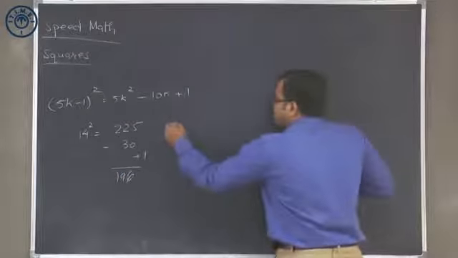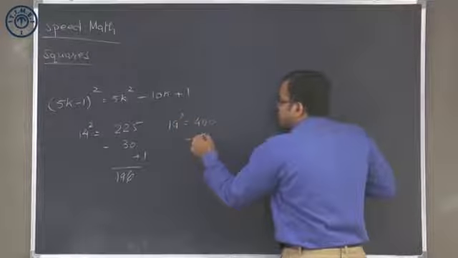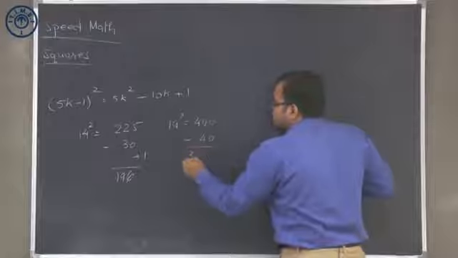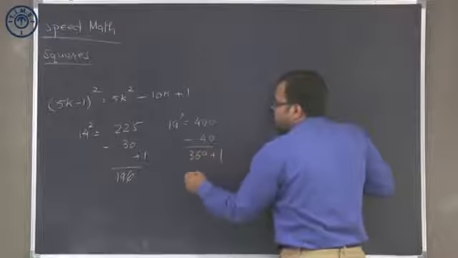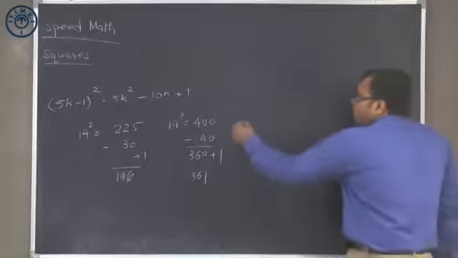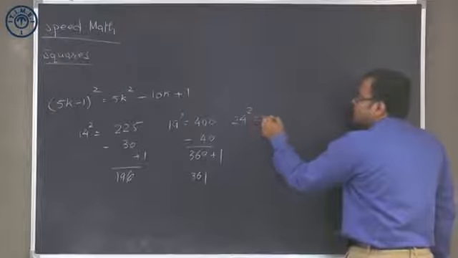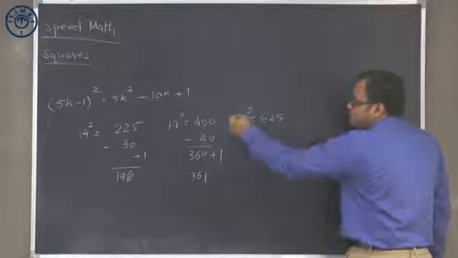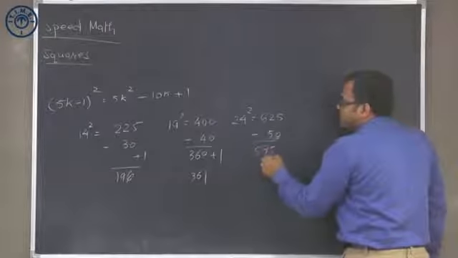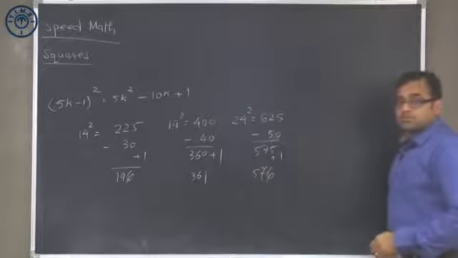Similarly 19 square: 20 square is 400, minus 20 into 2, which is 40, which is equal to 360, plus 1, 361. 24 square: this is 25 square, 625, minus 25 into 2, 50, 575, plus 1, so this is 576.